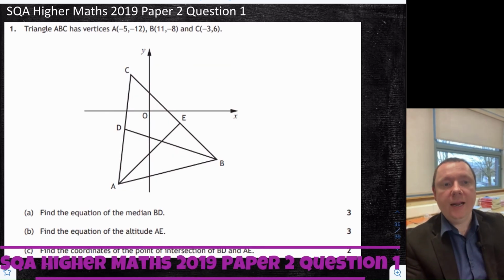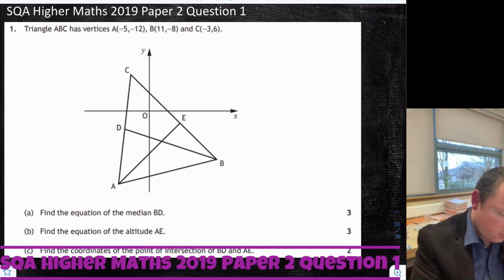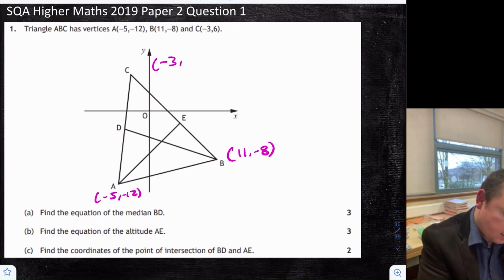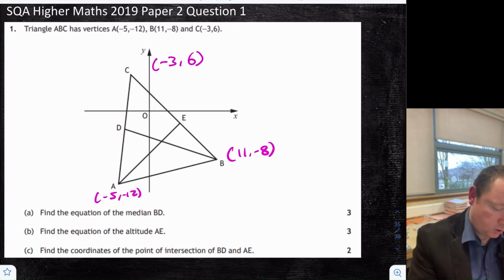SQA Higher Maths 2019, Paper 2, Question 1. We had this picture, and A was (minus 5, minus 12), B is (11, minus 8), and C is (minus 3, 6). And fairly standard, find the equation of the median, then the altitude, then the point of intersection.